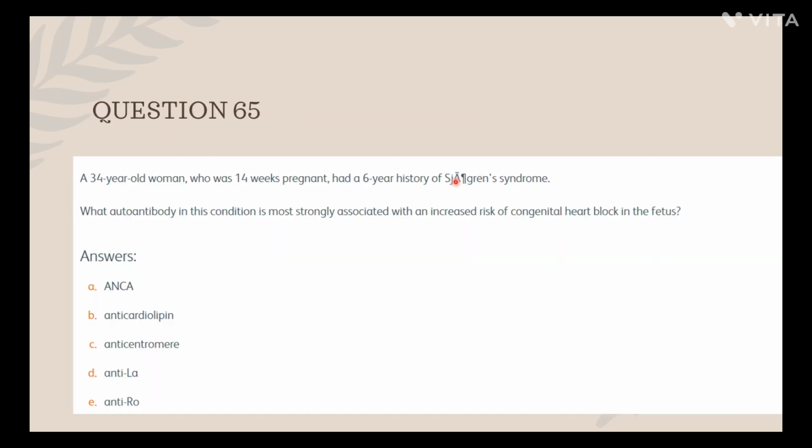Next question: a 34-year-old woman who was 14 weeks pregnant had a 6-year history of Sjogren. What antibody in this condition is most strongly associated with increased risk of congenital heart block? Direct question: it is anti-Ro, which is associated with congenital heart block.